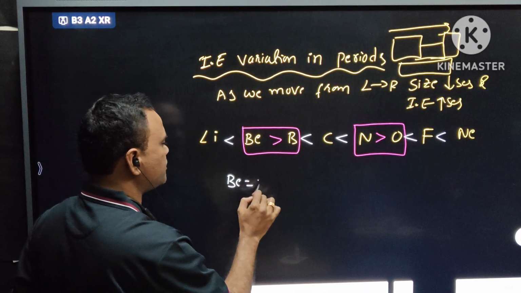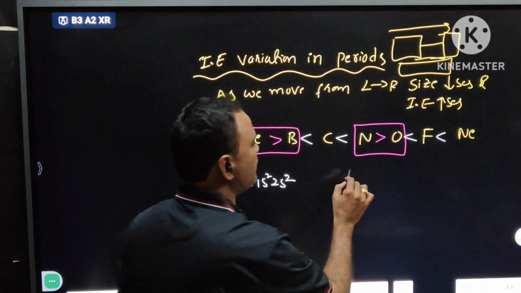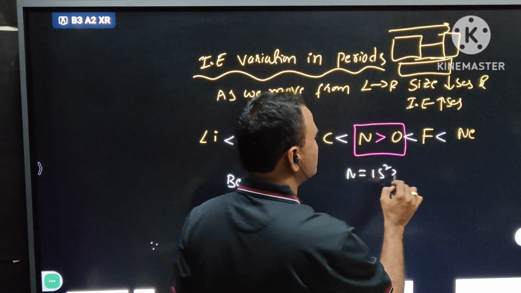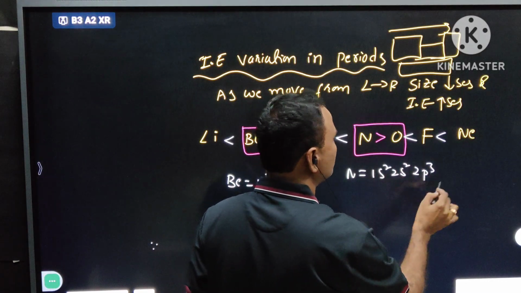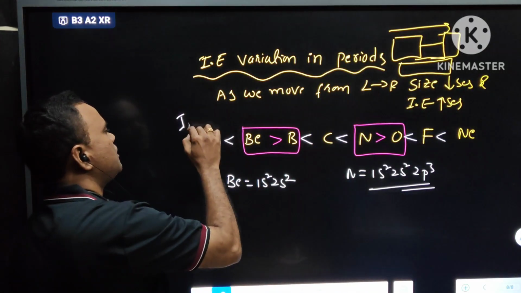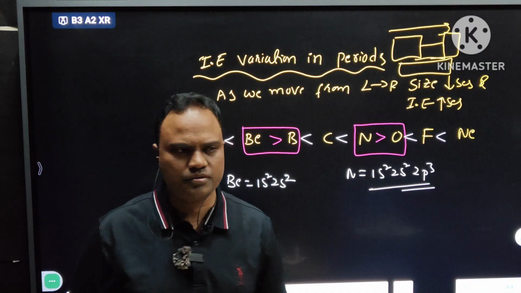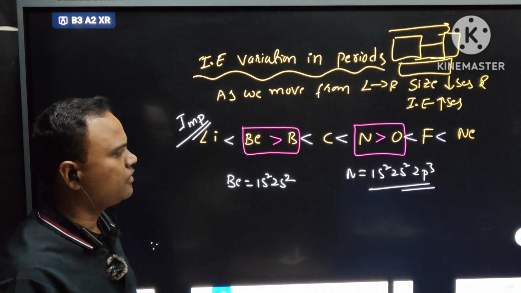What is beryllium configuration? 1s2, 2s2, completely filled. Here nitrogen is having half filled: 1s2, 2s2, 2p3. Very important. Okay. This ionization energy order, especially for these elements, right?